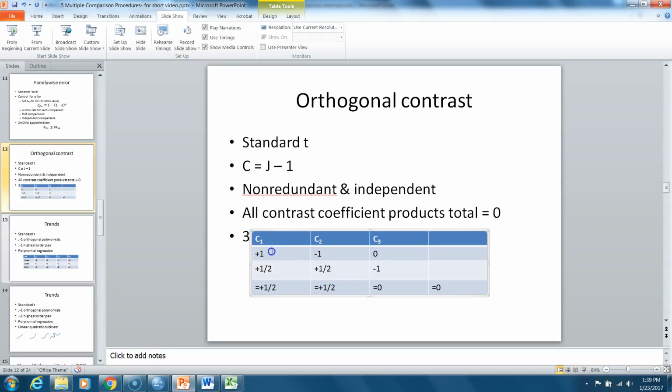We can go down here and we can multiply plus 1 by plus 1/2 and get plus 1/2. We can go down minus 1 times plus 1/2 and get, actually that should be a minus 1/2. And we can take 0 times minus 1 and get 0, and you can sum across and see that ends up summing to 0. That is a way to check to see if you have orthogonal contrasts. The back of your textbook also has some of the preset orthogonal contrasts.